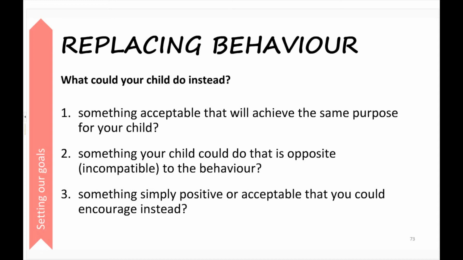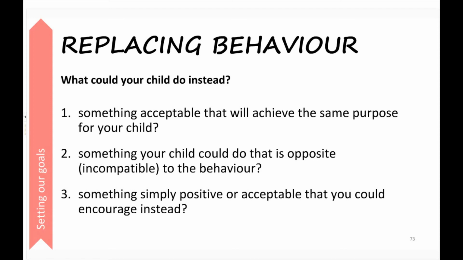Then you would move on to, all right, can we choose something in line with number 2 here? Something your child could do that is opposite or incompatible with the behavior. So don't think about the tantrum itself here, maybe. Think about the trigger, like snatching a toy from a brother or sister. The replacement behavior could be offering a toy to a brother or sister, right? So they can't be doing both at once. And so that's an incompatible behavior.